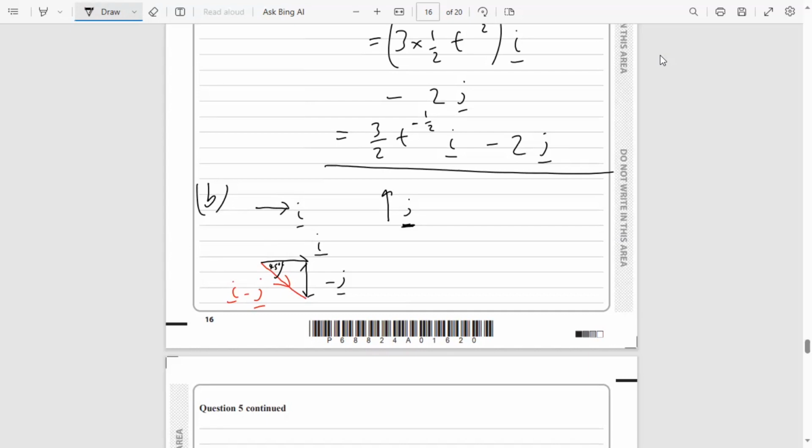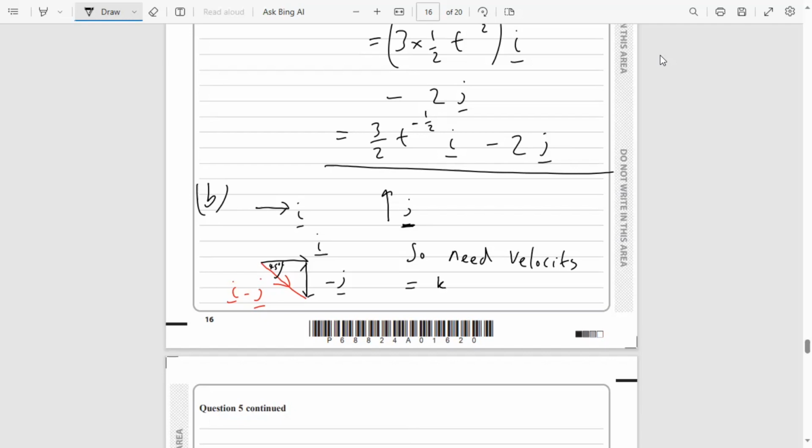So that means that we need the velocity to be equal to this i minus j vector times by a scalar number.